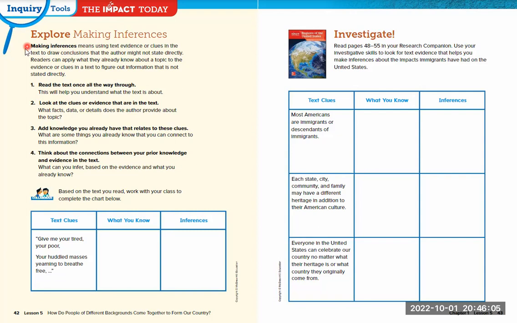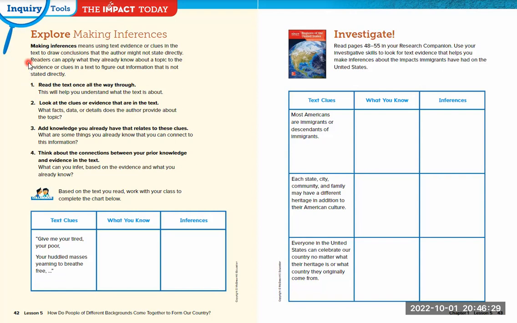And making inferences means to use text evidence or clues in the text to help draw conclusions for what the author might not state directly. So what the author is saying without saying it directly to you. They might not say that the sky is blue, but they might be talking about how the sky looks beautiful today and it's a perfectly clear day. They might have already implied it.